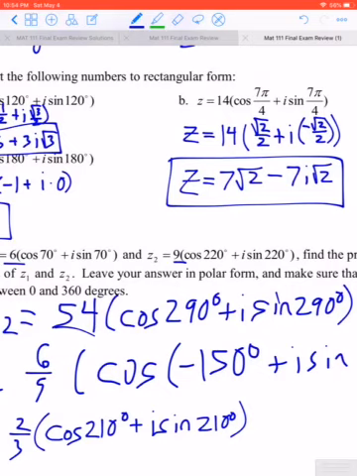So if we do 70 plus 220, that gives us 290 degrees. So it's going to be 54 times the cosine of 290 plus i sine of 290. And we don't have to do anything else with this because they do ask us to leave our answer in polar form. And that would be that complex number represented in polar form.